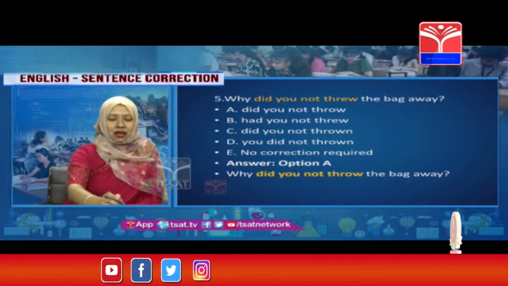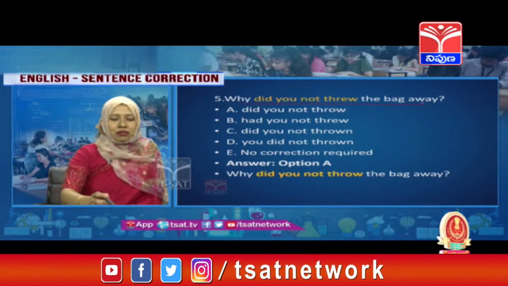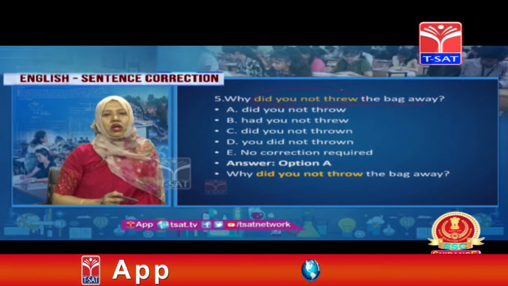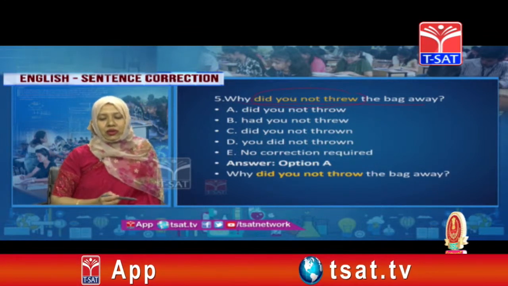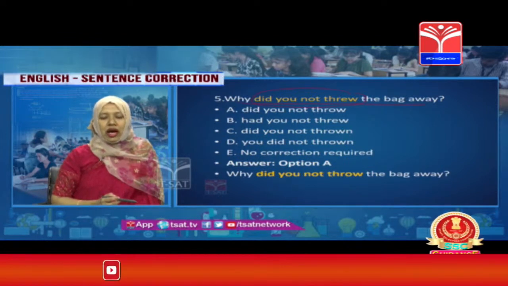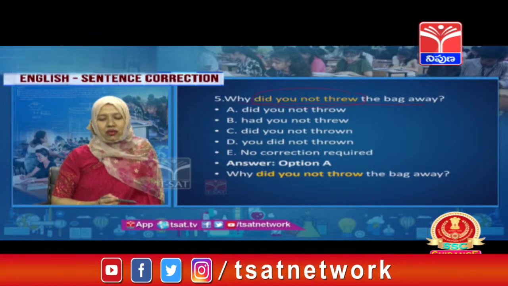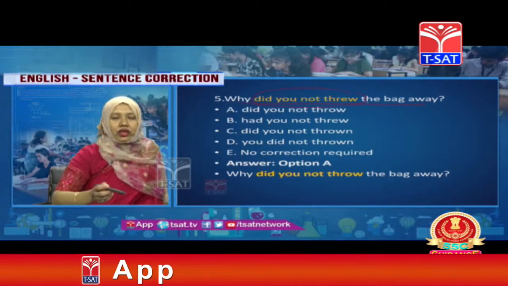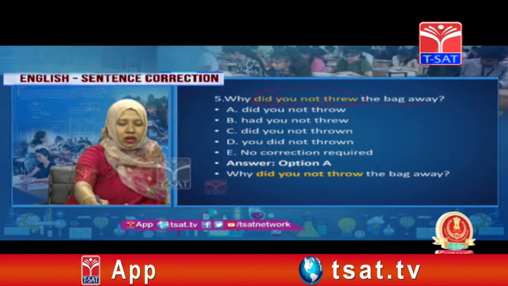Now in this sentence, why did you not throw the bag away? There is a mistake here in these highlighted words. Did you not threw? Now what are the options given to you? Did you not throw? Had you not threw? Did you not thrown? You did not thrown. E, no correction required. Now if you see, there is a mistake. Why did you not threw? Two past tense forms cannot be used.